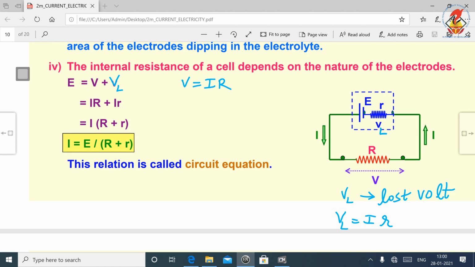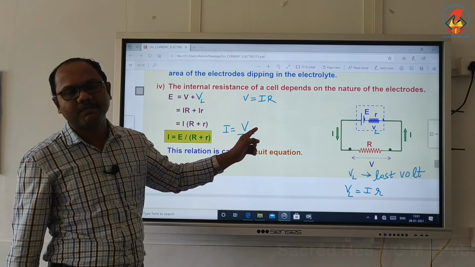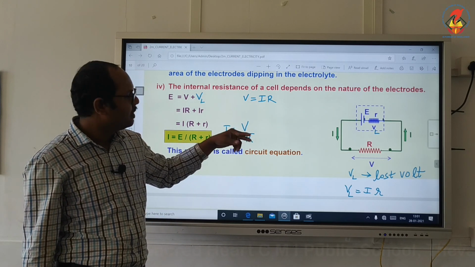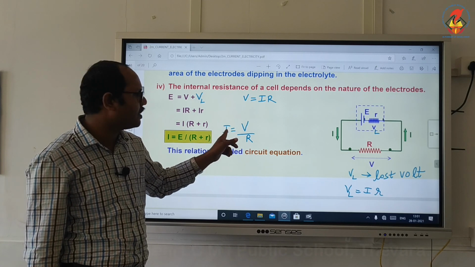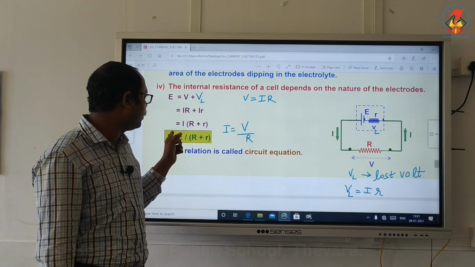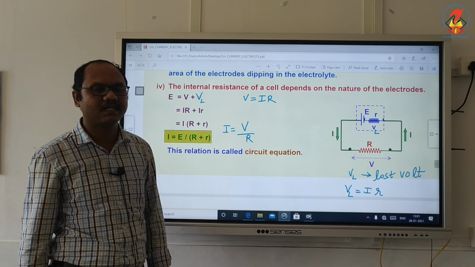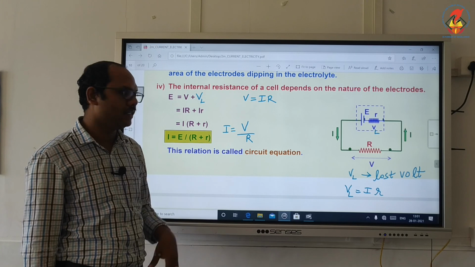So, for current we have two equations now. If we are taking EMF, E divided by (R plus r). If we are taking terminal potential difference, then V by R. So, remember, there are two equations. Both of them will give the same value of current only. If we take terminal PD divided by capital R, that will give you I, using external resistance only. But if you take the EMF divided by external resistance plus internal resistance, that will also give you the current.